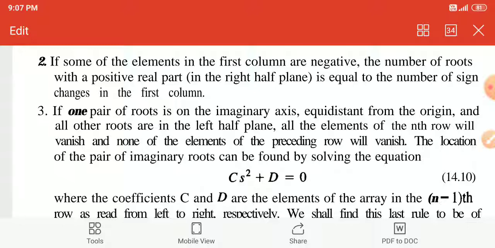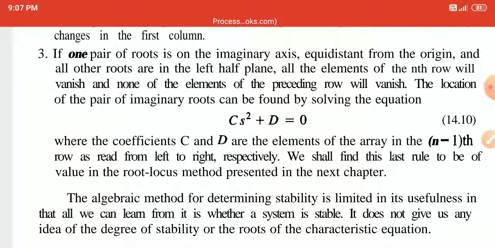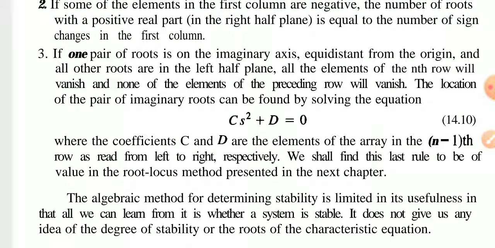And the last, third point: if one pair of roots is on the imaginary axis, equidistant from the origin, and all other roots are in the left half plane, all the elements of the nth row will vanish and none of the elements of the preceding row will vanish. The location of the pair of imaginary roots can be found by solving this equation also.